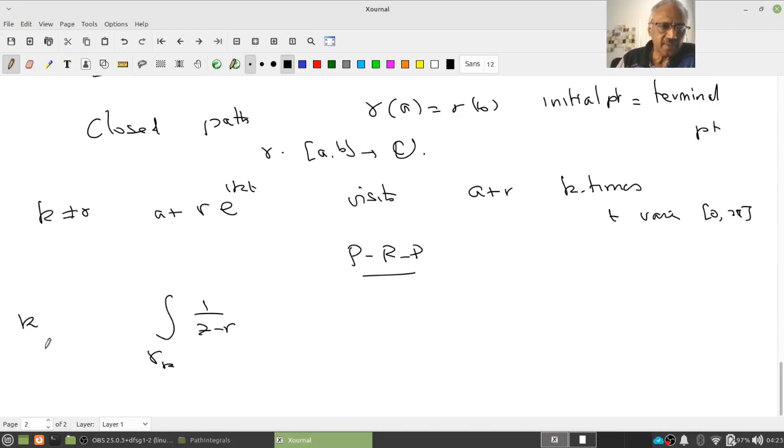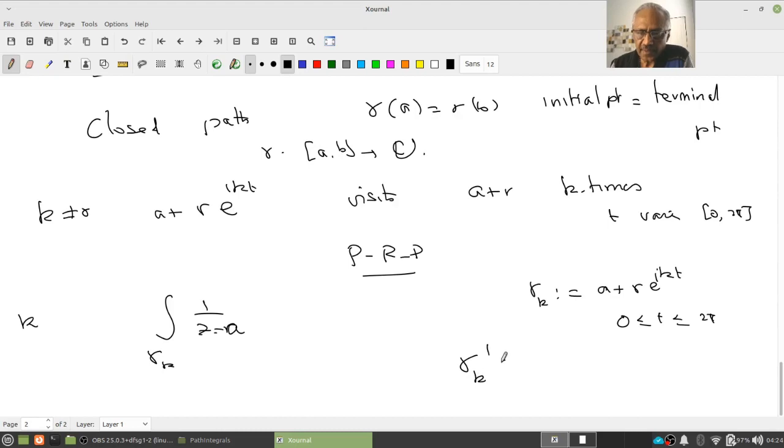Okay, what is gamma k? Let us recall again. Gamma k is a plus r e power I k t. What is the domain of the interval? The domain of gamma k is 0 to 2 pi only, right? So let us do that. What is gamma k prime t? That is r I k e power I k t, right?